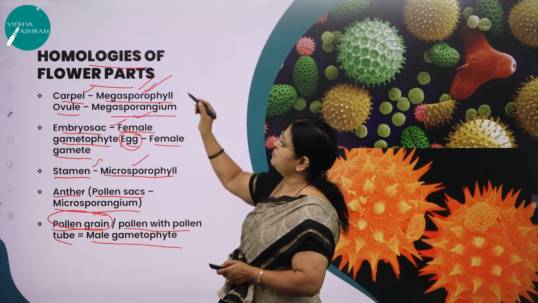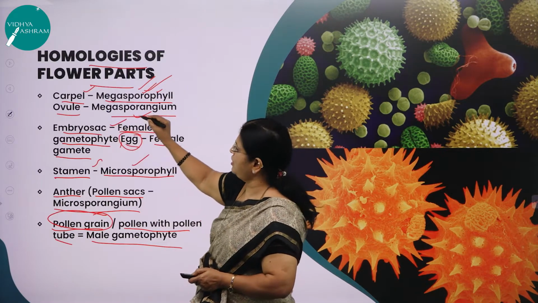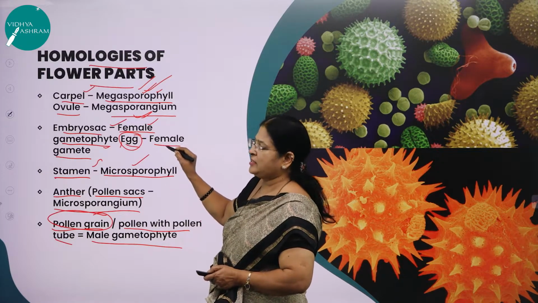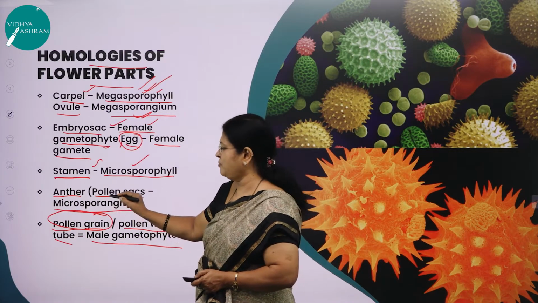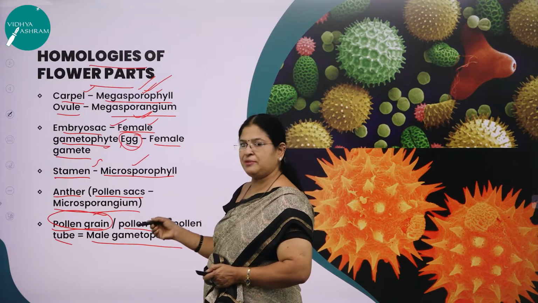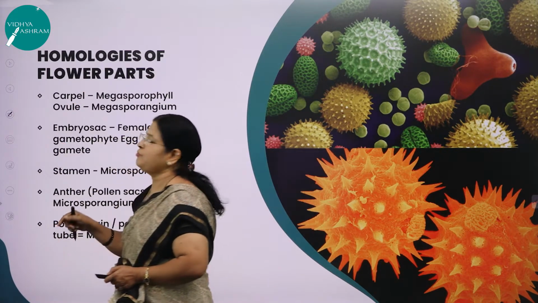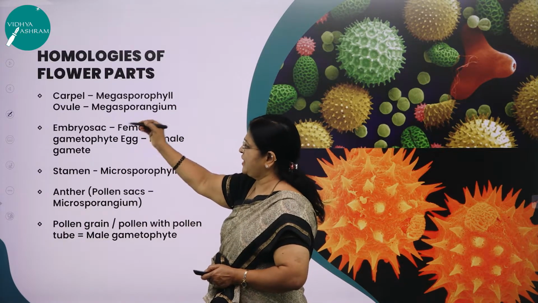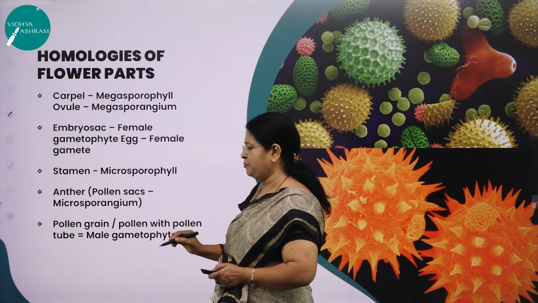So moving across the homologies of flowering plants, what is carpel otherwise called? Megasporophyll. What is ovule called? Megasporangium. What is embryo sac called? Female gametophyte. What is egg otherwise called? Female gamete. What is stamen called? Microsporophyll. What is anther called? Pollen sac, or it is otherwise called microsporangium. What is pollen grain? Pollen grain is nothing but the male gamete, and pollen with the pollen tube is called male gametophyte. Right. Hope you have understood the homologies of the flower parts: carpel, ovule, embryo sac, then egg, stamen, anther, pollen grain, and pollen with the pollen tube.